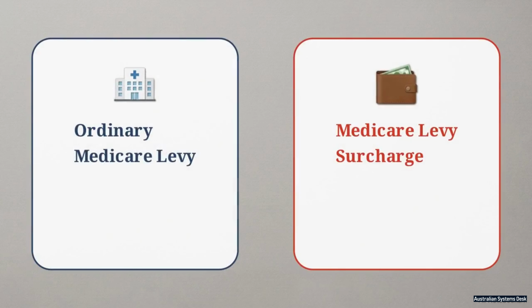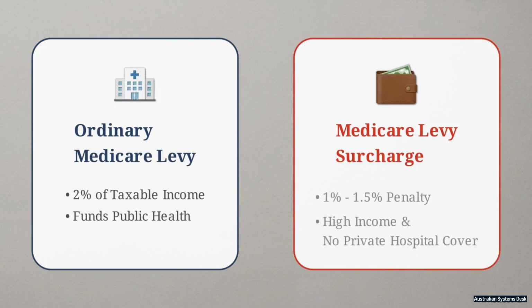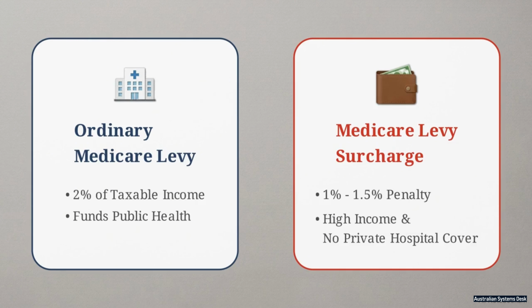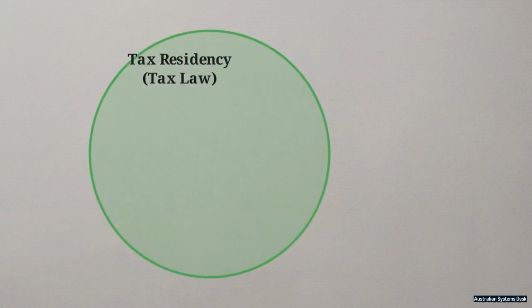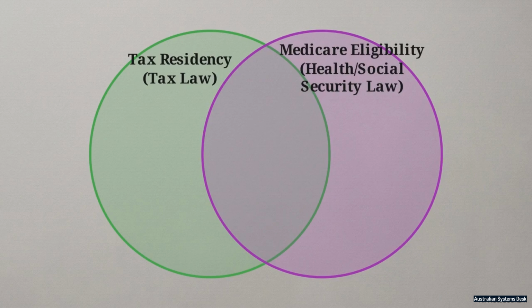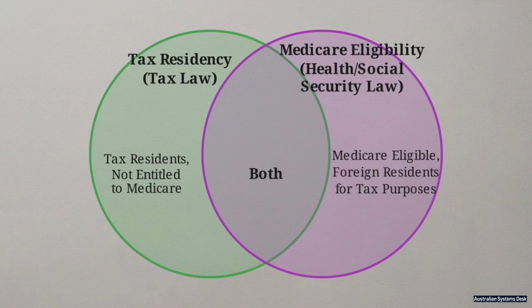First, look at this diagram comparing the two separate charges. The ordinary Medicare levy on the left is a standard 2% tax that funds public health. The Medicare levy surcharge on the right is a separate penalty for higher income earners without private hospital cover. Tax residency and Medicare eligibility are determined by different laws. You can be an Australian resident for tax purposes without being entitled to Medicare, and vice versa.